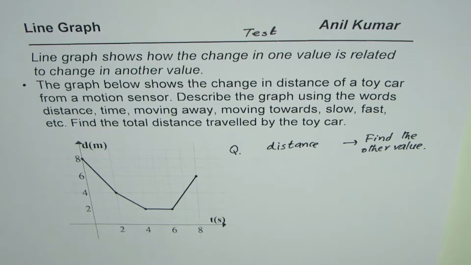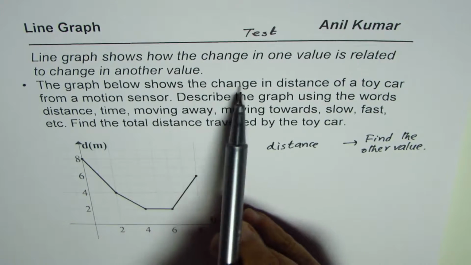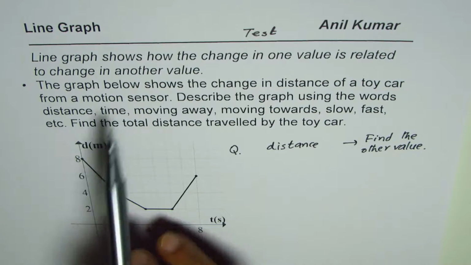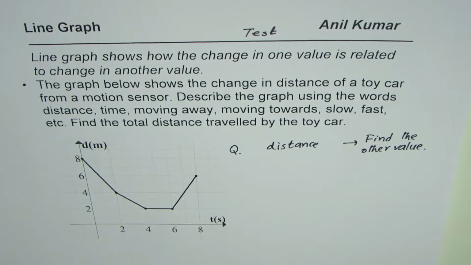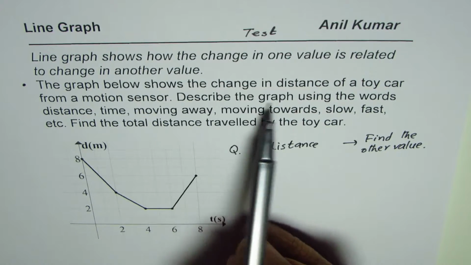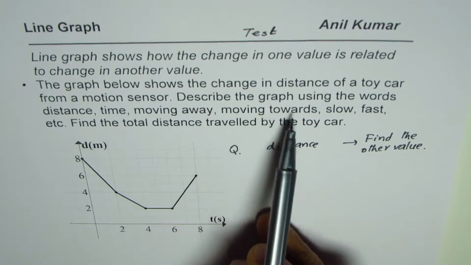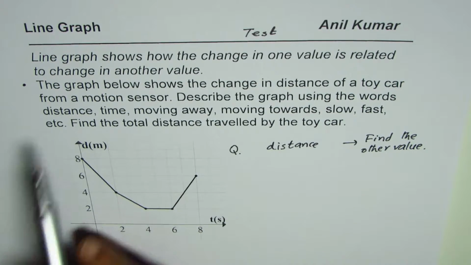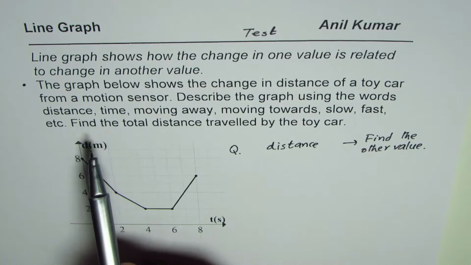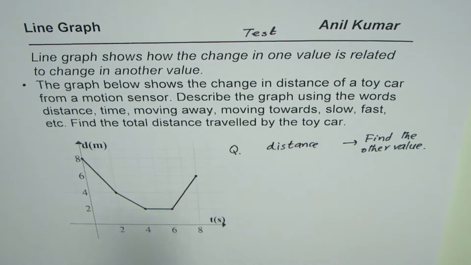From the graph. So we know distance is changing. It says the graph shows the change in distance of a toy car from a motion sensor, but it does not say what is the other value changing. You have to figure it out from the graph, right? So that is first question. Then we'll describe the graph using the words distance, time, moving away, moving towards, slow, fast, etc. You can add your own things, right? And at the end, find total distance traveled by the toy car.